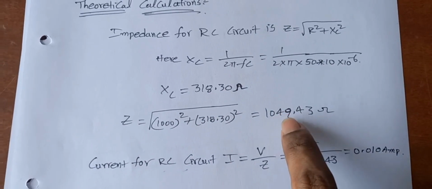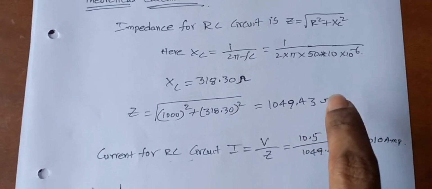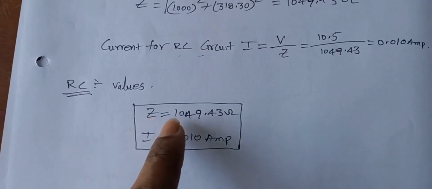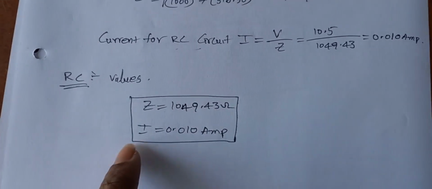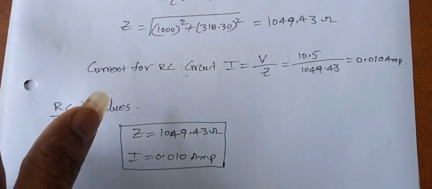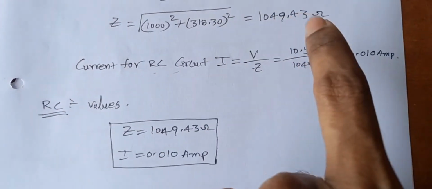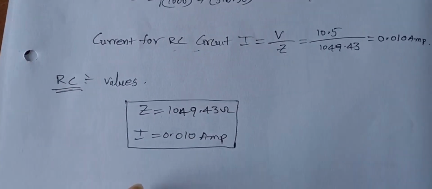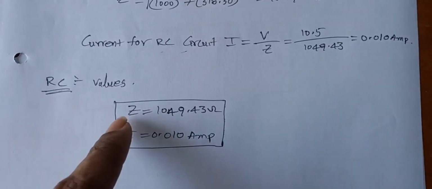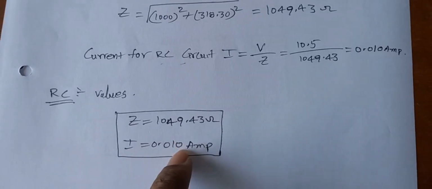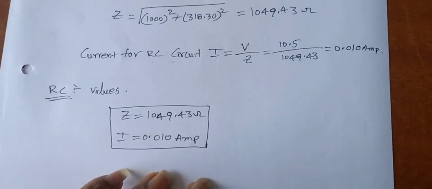We got 1049.43 ohms. Okay, finally from this RC circuit we got impedance Z equal to 1049.43 ohms, and current I is the same as whatever current we got in the RL impedance, 0.010 amperes. Here also, in this RC circuit, only the impedance has changed, and the remaining current is the same, I is equal to 0.010 amperes.